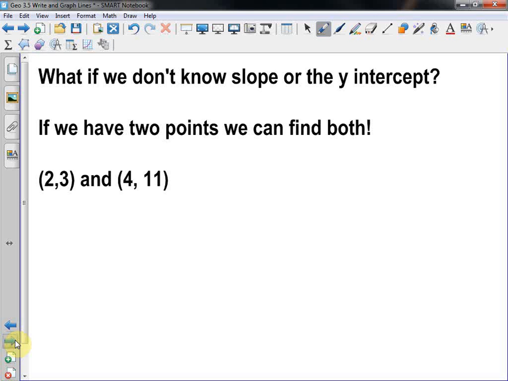What if they don't tell me slope or y-intercept, right? They're not giving me any information. Well, if we have 2 points, we can find both, okay? If we have 2 points, we can find both. 2 points is more work than if they gave me slope and 1 point, right? It's going to be more work than using that perpendicular one. It's going to be more work than if they told me both pieces, but we can still solve it, okay?